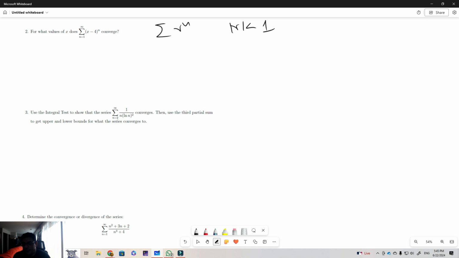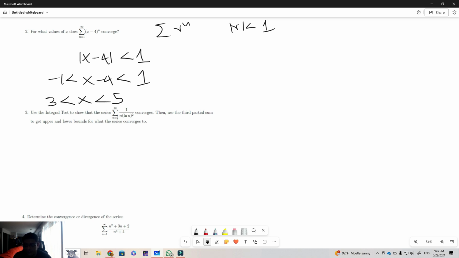Now, notice that this means that this is convergent if the absolute value of x minus 4 is less than 1. And so this is giving me an inequality where x minus 4 is between minus 1 and 1. And so that means that if I add 4 to everything, this is going to give me x between 3 and 5. So those are the values where this series is going to be convergent.